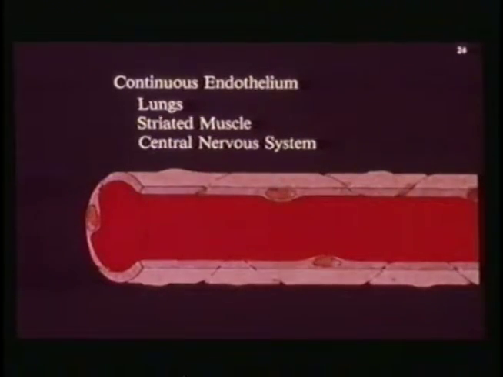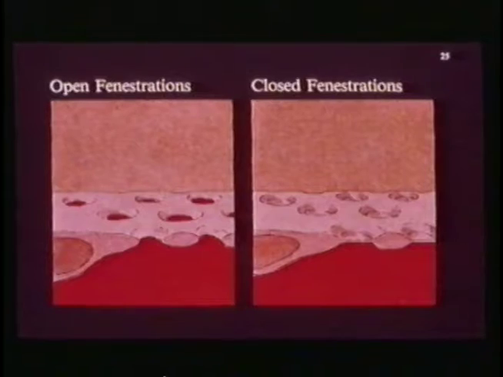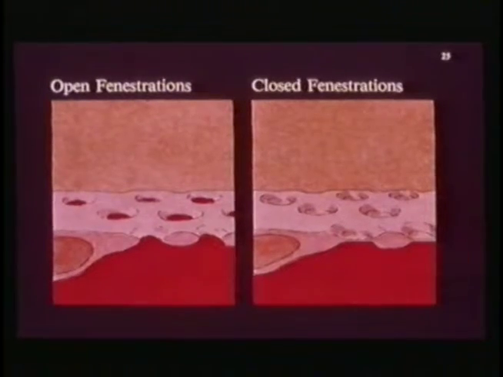24. First, a continuous endothelium in which there is close apposition of the endothelial cells exists in the lungs, in striated muscle, and in the central nervous system. 25. A second type of endothelium possesses marked regional thinnings of the capillary wall.